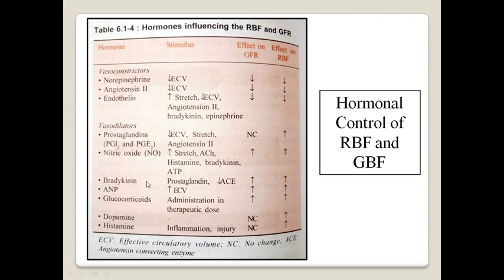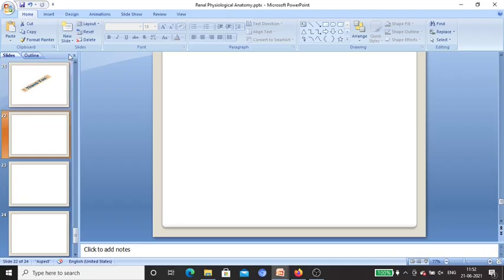Likewise, other vasodilators, bradykinin, ANP, glucocorticoids, dopamine, histamines, all these hormones have their different mechanisms to control the renal blood flow and the GFR via the vasodilatory mechanism. So these are the hormonal controls of RBF and GFR. So this was the hormonal regulation to control the renal blood flow.